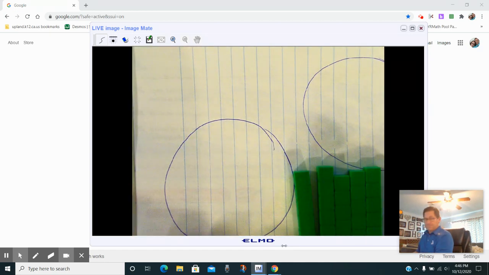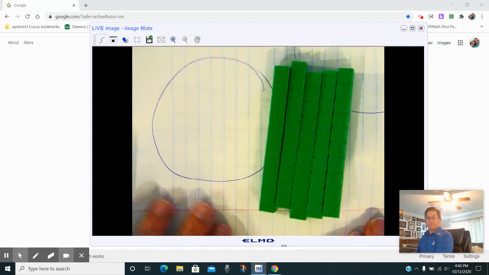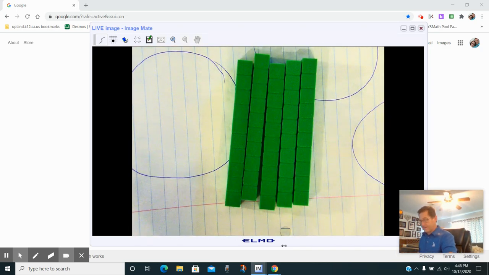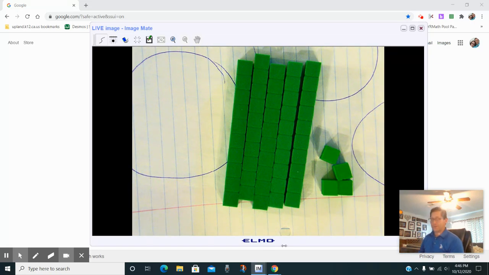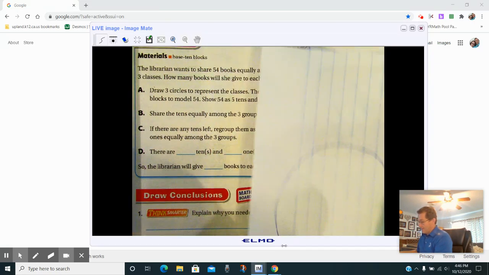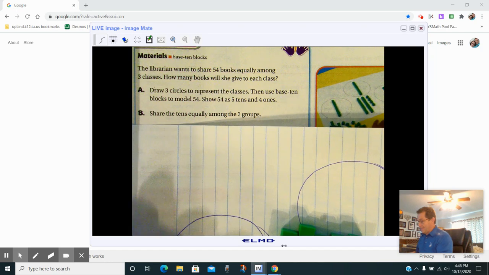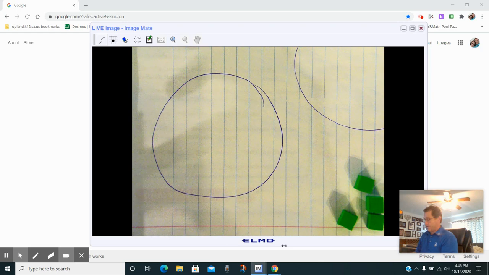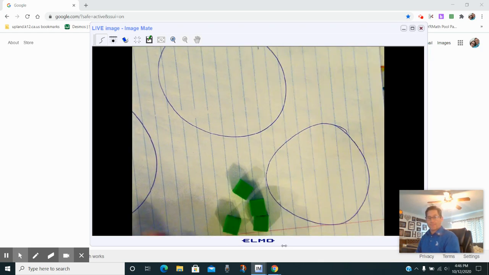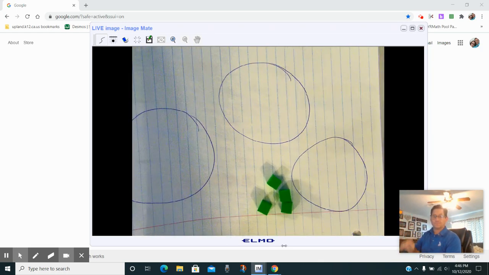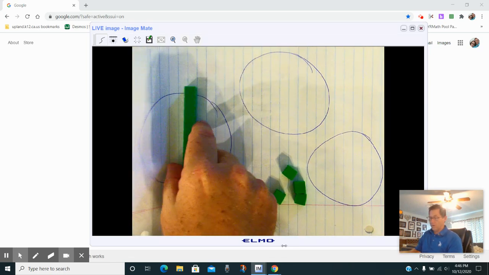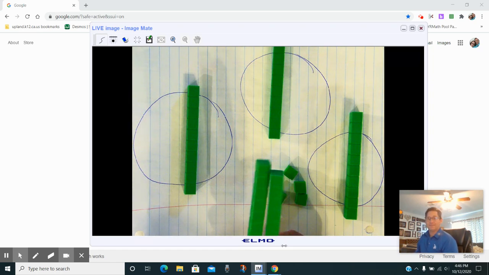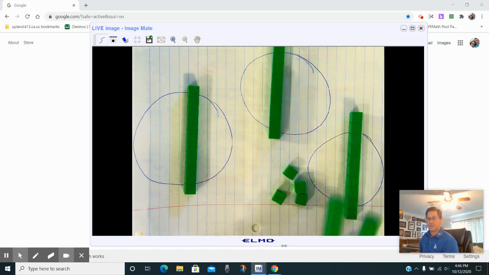Okay, so here's 50: 10, 20, 30, 40, 50, and four ones, so 54. Now it says share the tens equally among the three groups. So I can put 1, 1, 1, and I have 2 left. I can't put those equally in the three groups.